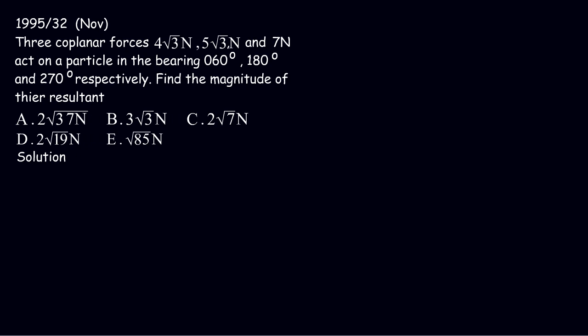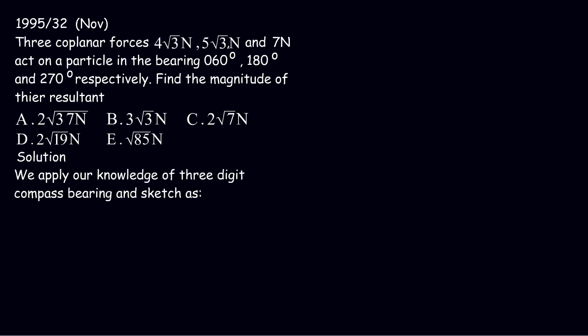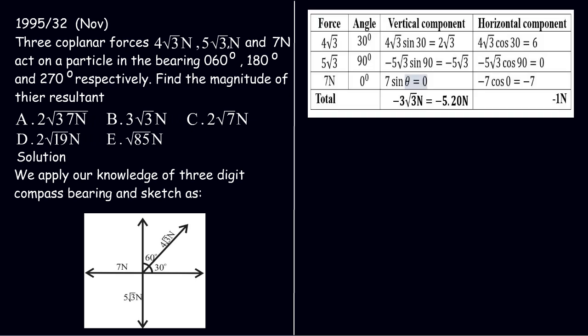We have another example from November that states that 3 coplanar forces, 4 root 3 Newton, 5 root 3 Newton, and 7 Newton act on a particle in the bearing 060 degrees, 180 degrees, and 270 degrees respectively. Find the magnitude of their resultant. Now we are going to apply our knowledge of 3-digit compass bearing and sketch our forces, and when we do that, we get the diagram as shown on the screen.